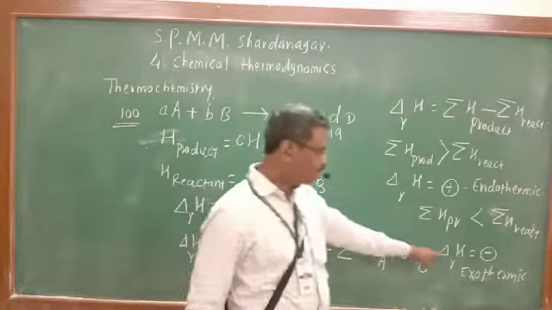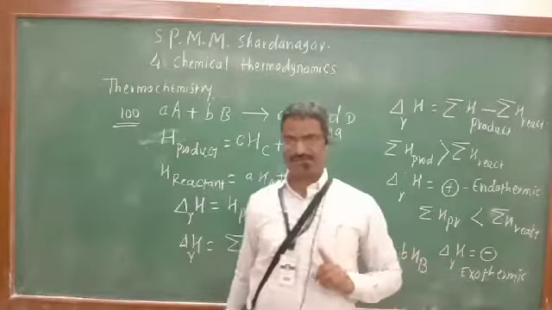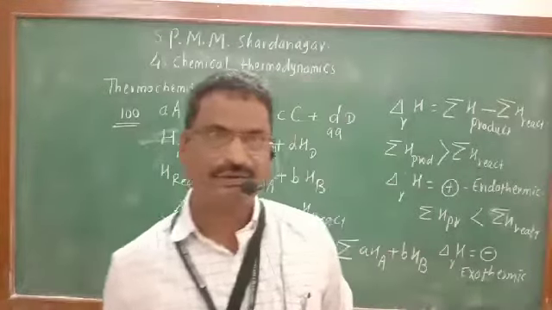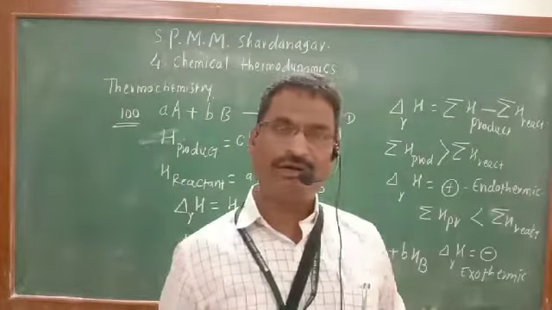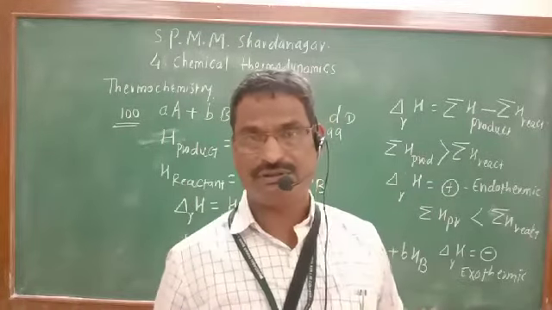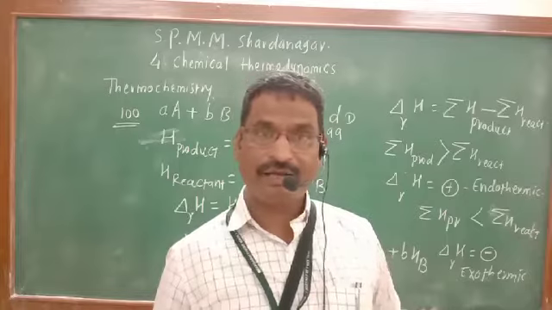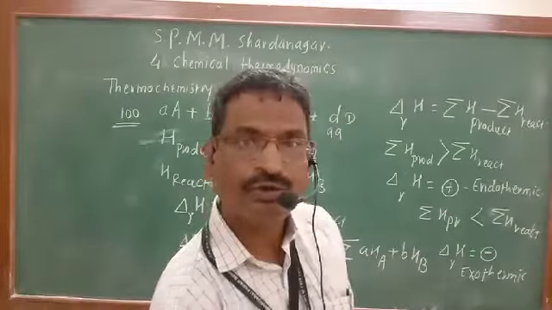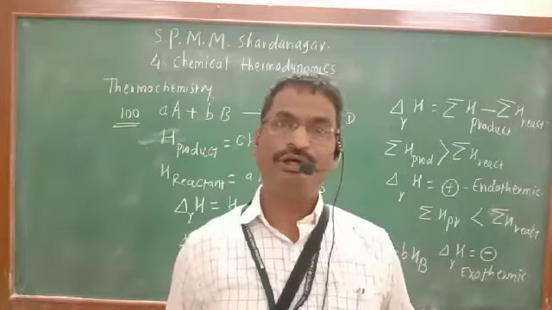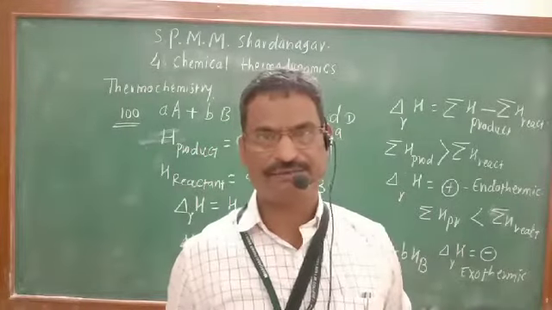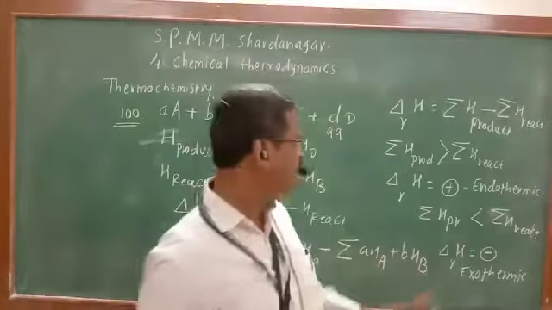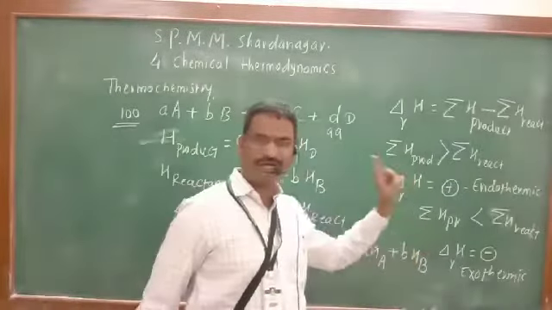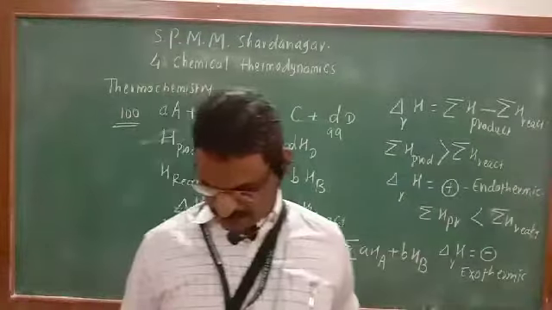and those reactions are known as exothermic chemical reactions. Therefore, endothermic reactions are the reactions which take place with absorption of heat, and exothermic reactions are the reactions which take place with evolution of heat. In that manner, delta H for endothermic is positive, and for exothermic reactions delta H is negative.